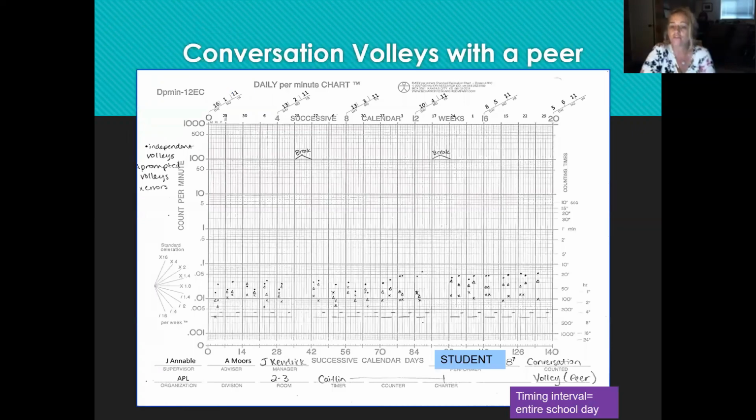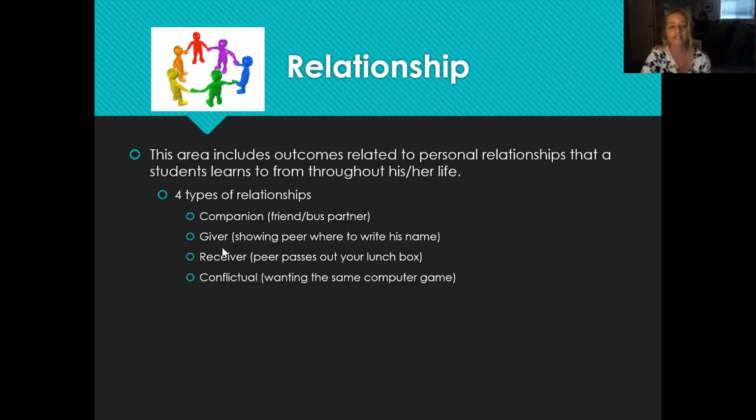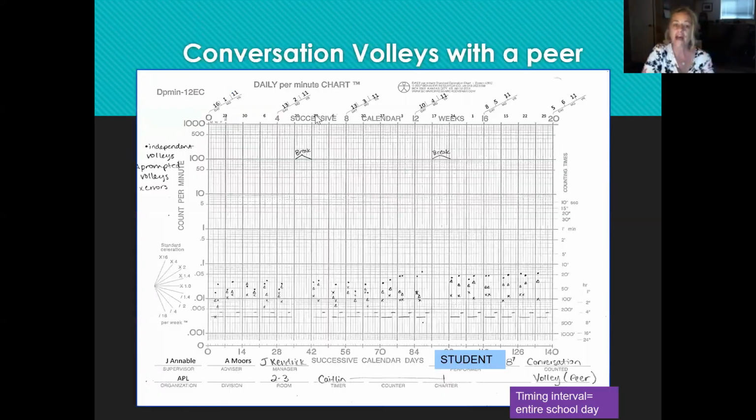This one right here is conversation volleys with a peer. So that would lend into this companionship relationship, but also giver and receiver. A conversation is a giver and a receiver. And it could be a giver and a receiver from the head teacher to all of the students, or in between students, or from the student back to their teacher. So here I have conversation volleys with a peer. And this is a daily per minute chart. And here you'll see that there are independent volleys and there are prompted volleys. And each one of those is in the relationship to a peer. And we're tracking that on a standard acceleration chart.